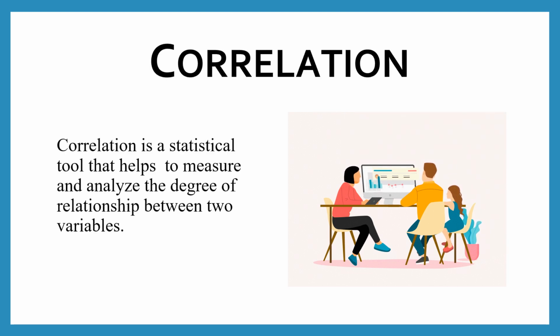Correlation is a statistical tool that helps to measure and analyze the degree of relationship between two variables like height and weight, rainfall and yield, price and demand, income and expenditure. Two variables are said to be correlated if with a change in the value of one variable there arises a change in the value of another variable.